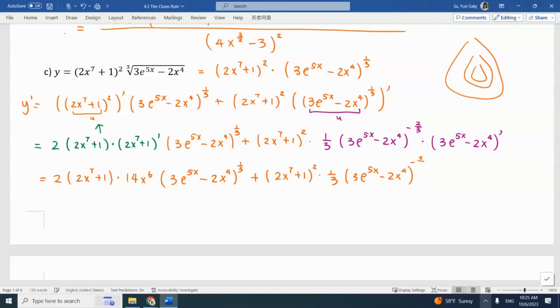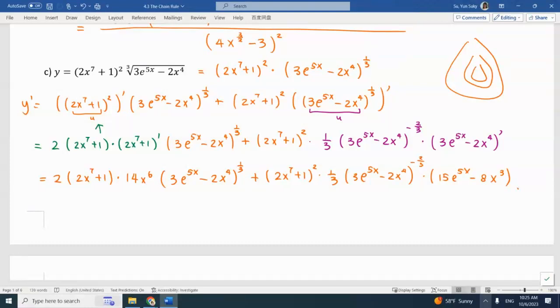Okay, 2/3. All right, now blank again. What's the derivative of 3e to the 5x? 15e to the 5x. Yes. And the derivative of 2x to the fourth? Yes, very good. After you make sure you get rid of all the primes, then you can stop. You do not need to simplify.